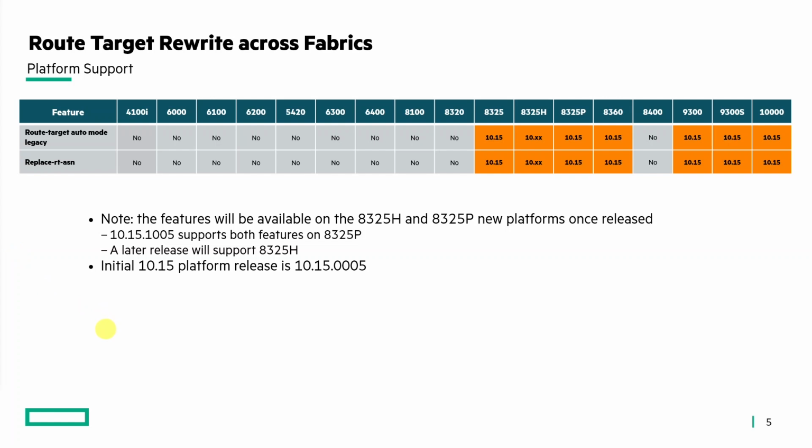In this slide, we can see the platform support for each of these two features. They're primarily targeted to data center switches, and in fact these are all data center switches. We've provided support for all the platforms you can see here, even the new 8325P platform with the 10.15 release. The only exception is the 8325H, which hasn't been released yet. That support will come in a future firmware update for 10.15 in the upcoming year.